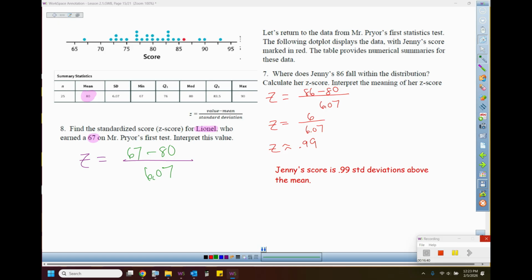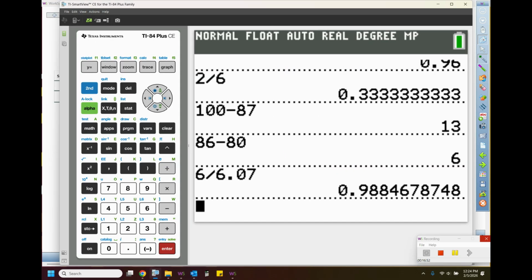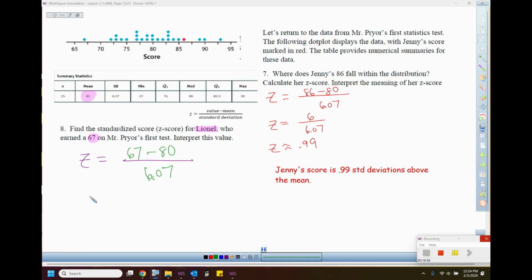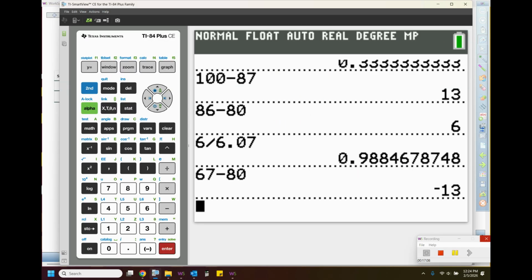And if you figure out the numerator first, you probably won't make any typos in your calculator, because you can't just type 67 minus 80 divided by 6.07, because it's going to do the order of operations. So figure that 67 minus 80 first. And ta-da, it's negative, right? Negative 13. Why did it turn out negative? Because he's lower than average. And if we divide that by the 6.07, we'll get our z-score. Negative 13 divided by 6.07.